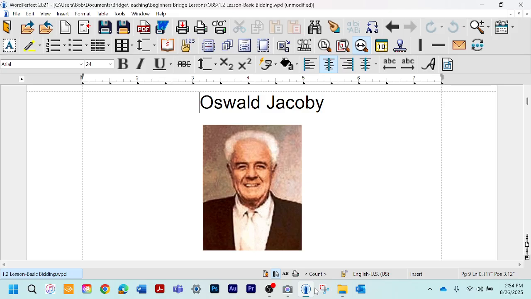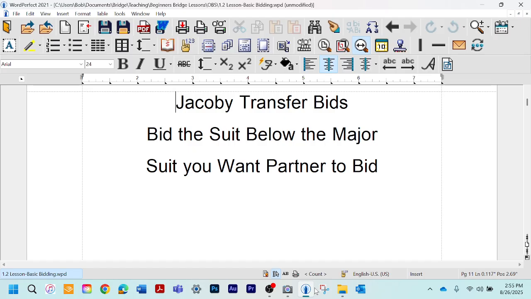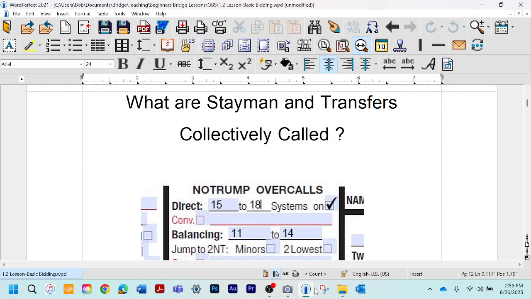But we can actually do the same thing by putting down a 2-diamond bid after a one no trump opener. 2-diamond says, this is the suit below the suit that I want you to bid. And so his partner is going to comply with the request and bid that suit. They're called Jacoby transfer bids. Those are two conventions, and they are important at bridge, and virtually every bridge player in the world uses them. Bid the suit below the major suit you want your partner to bid. Some people have a hard time understanding that, but it's important that you understand this convention.